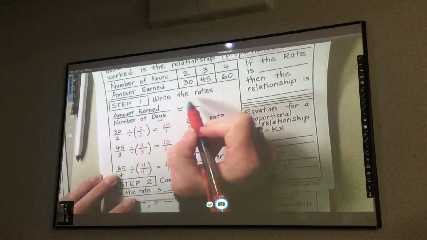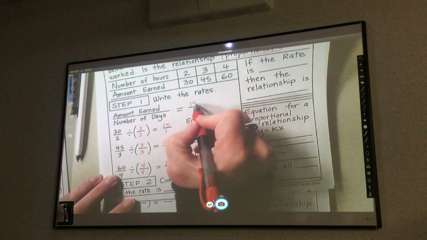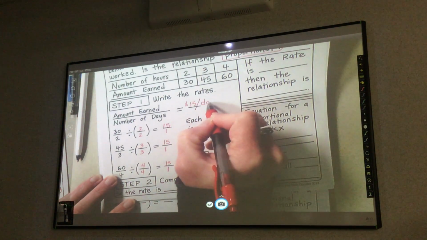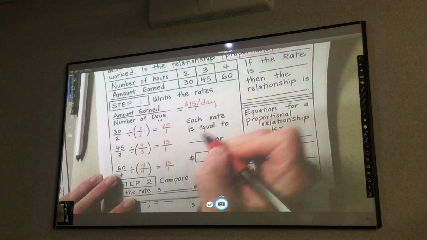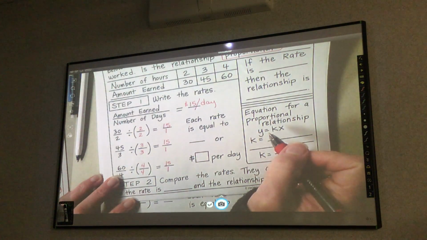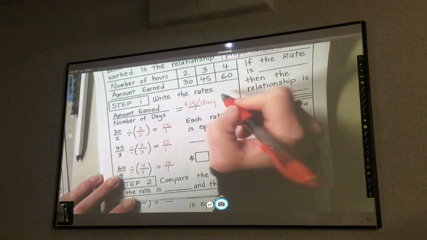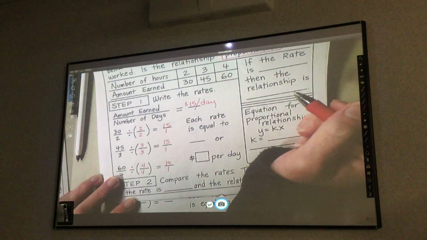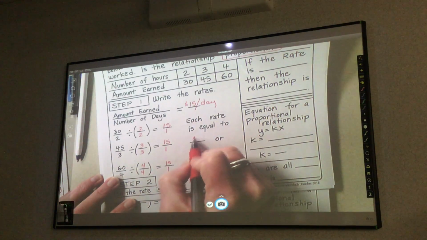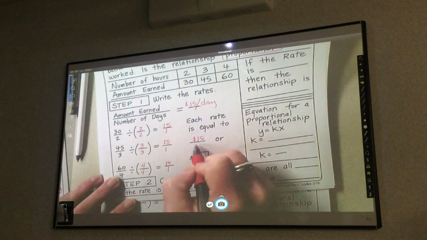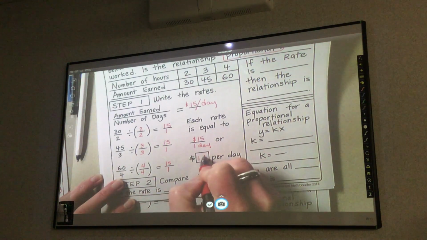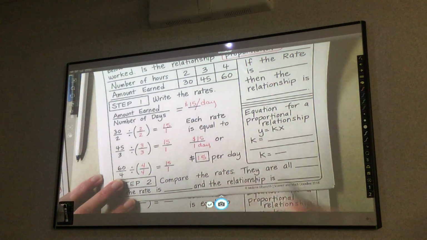So the amount earned to the number of hours is $15 per hour. Okay, I want you to make sure you're writing it just like that, $15 per hour. So that would be basically my unit rate, okay? So each rate is equal to $15 in 1 hour, or $15 per hour.